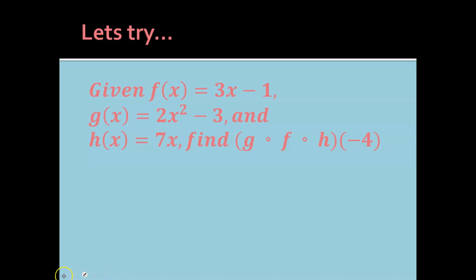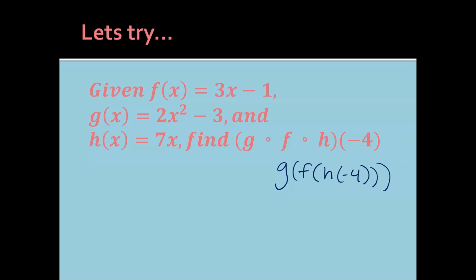All right, let's do one more. Yep. All right, so last one. Okay, we're going to do the same thing. All right, so it's 3 equations, and it's not written the way I want it, so we're going to change all those composite symbols to parentheses. So it's g of f of h of negative 4. I wrote it wrong. We got close. There we go.